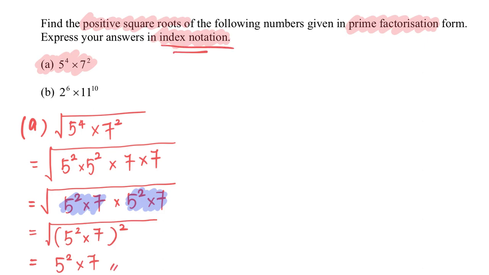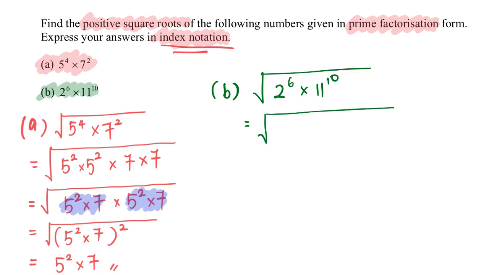So for part B, let's repeat. So given this, we are supposed to find the positive square root of this. Again, you can see that I'm going to try and split them into two groups of factors. 2 power 3 times 11 power 5, 2 power 3 times 11 power 5.